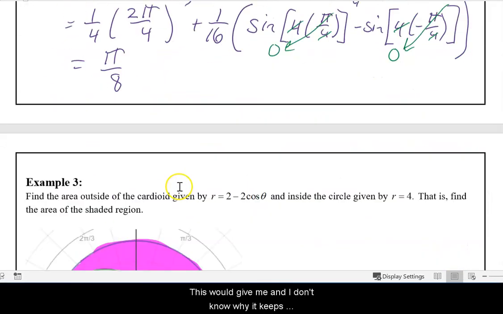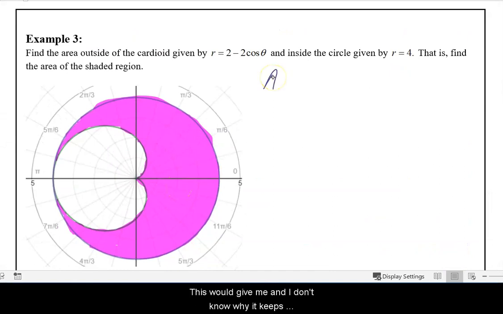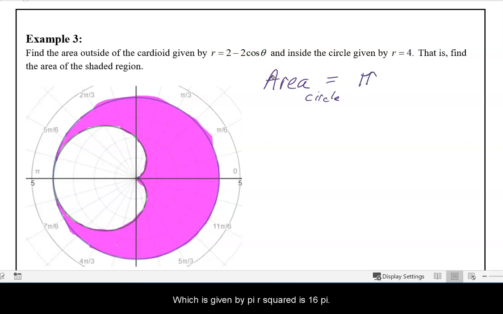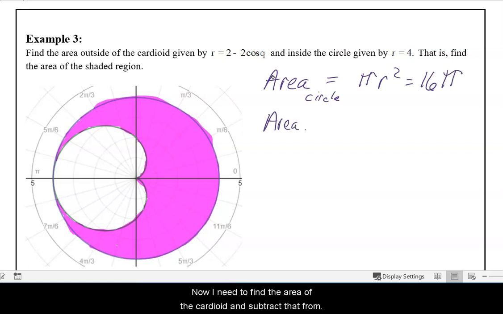This gives me, and I don't know why it keeps doing that, instead that the area of the circle, which is given by pi r squared, is 16 pi. Now I need to find the area of the cardioid and subtract that from it. If I can do that, then I'll have the shaded pink area that you see in the picture.